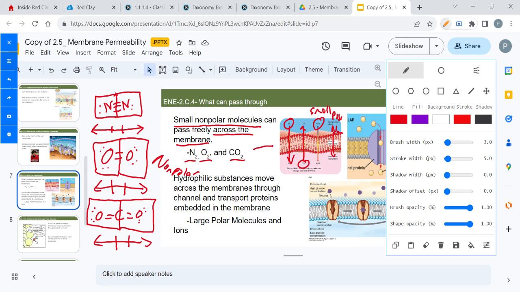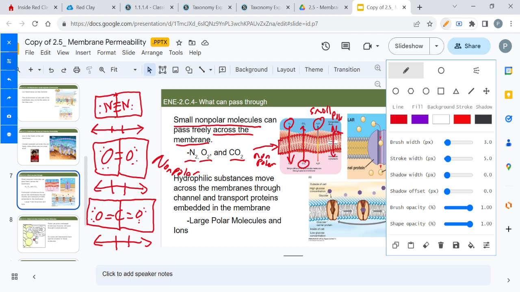And let's take a look. What do you know about this region where all the phospholipid tails are? This area is non-polar. So because that's non-polar, they're able to slip right on through, and they're able to go through very, very easily. It works pretty well. They're able to go right through. They don't need some transport protein or anything like that in order to go through.